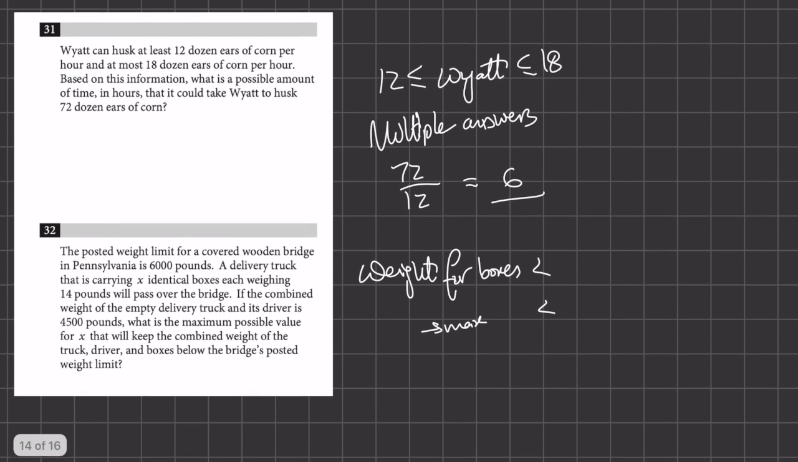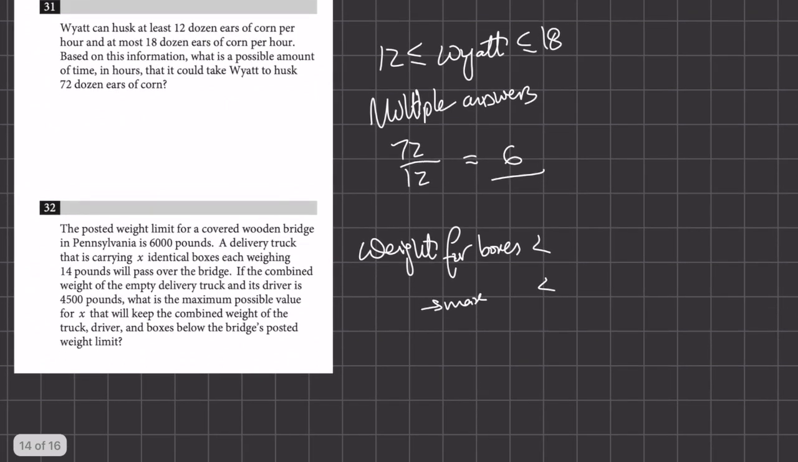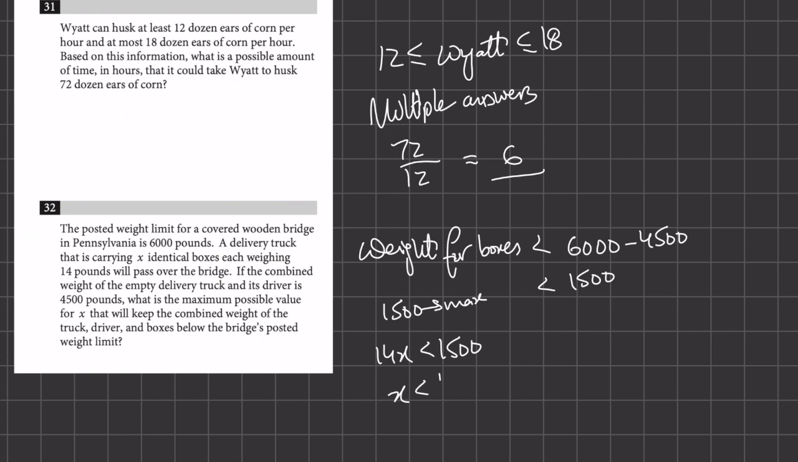For question 32, we have a limit of £6,000. The driver and truck weigh 4,500, so we have a limit of 1,500 remaining for the boxes. Each box weighs 14, so 14x should be less than 1,500. Simplifying it, x should be less than 1,500 over 14, or 107.14. Therefore, the max value is 107.